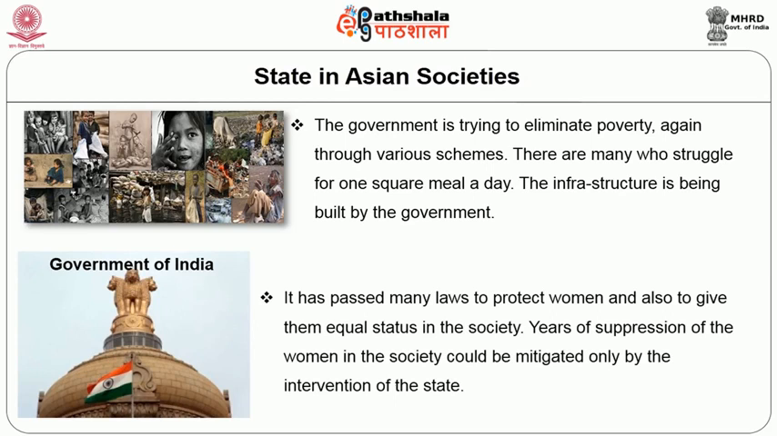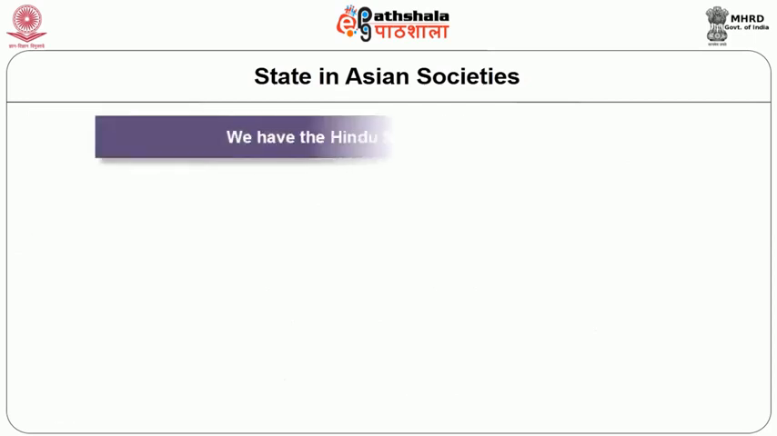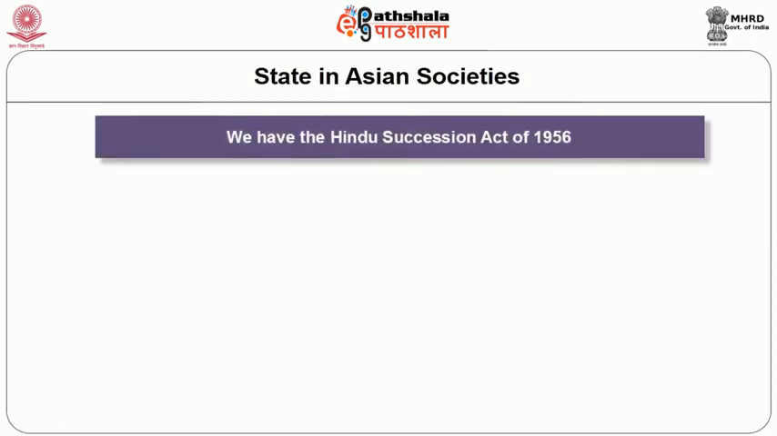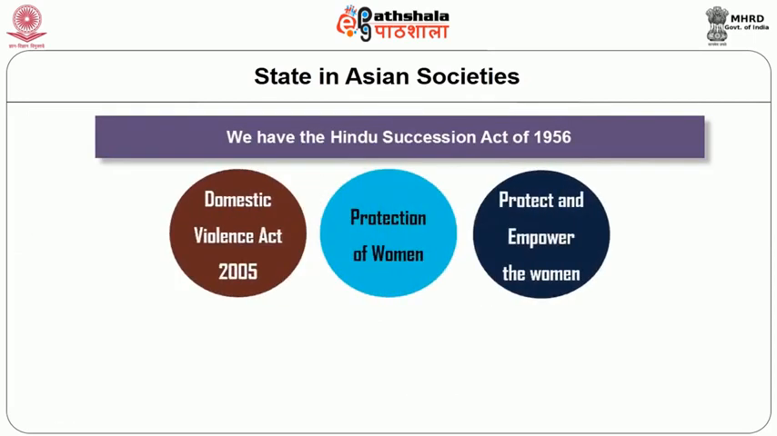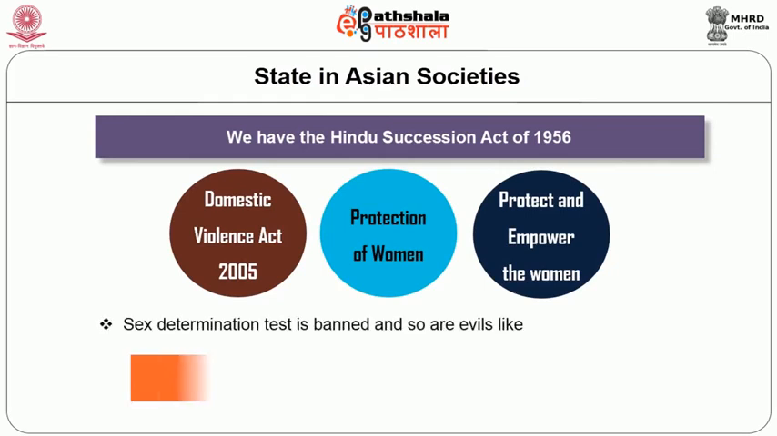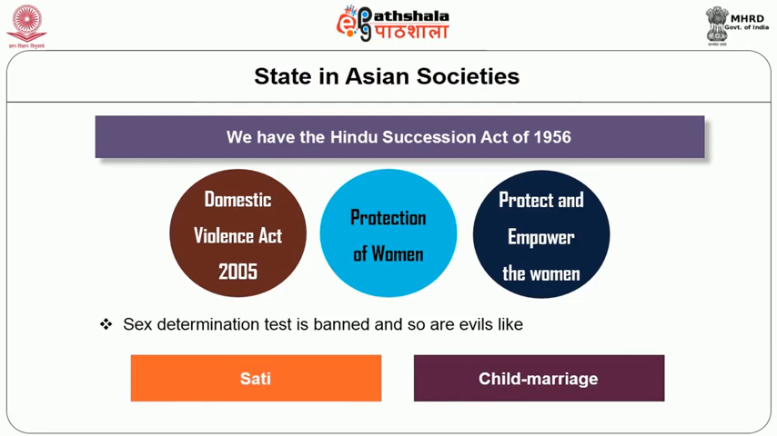Years of suppression of the women in the society could be mitigated only by the interventions of the state. So, we have the Hindu Succession Act of 1956, the Protection of Women from Domestic Violence Act 2005, to protect and empower the women. Sex determination tests are banned, and so are evils like sati, child marriage, etc.